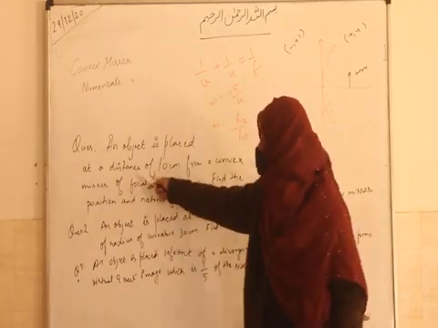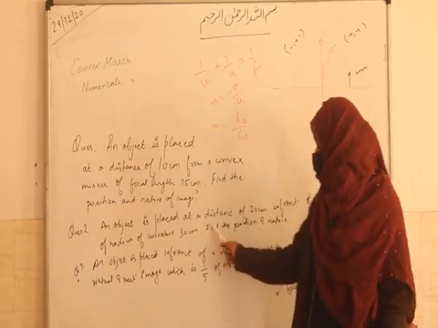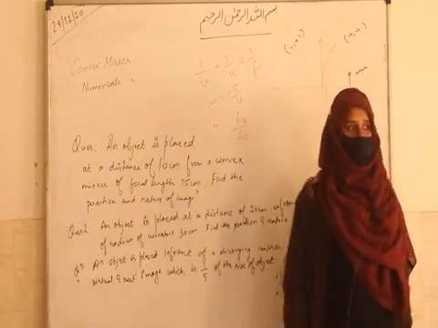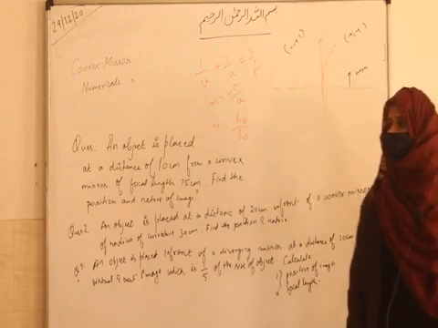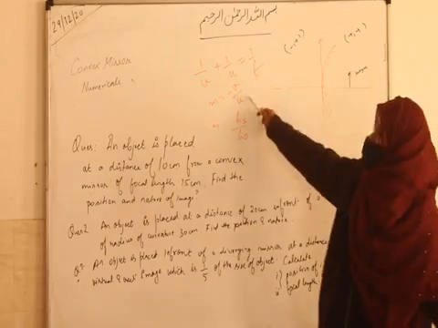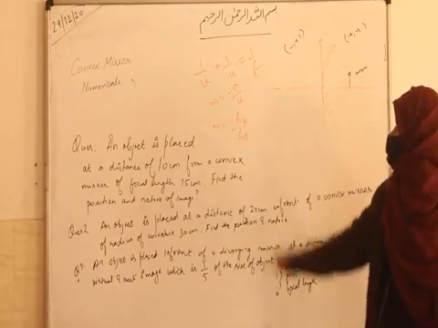Here, the object is placed in front of a diverging mirror at a distance. Distance is u, position is v. You will use both the formulas here. But please take care of the sign.